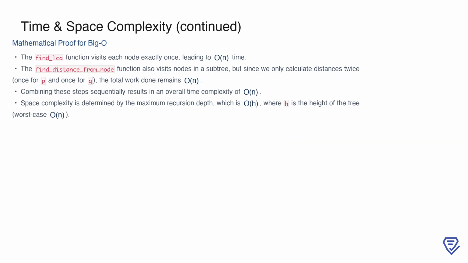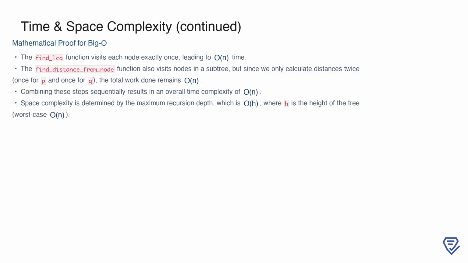To solidify our understanding, let's consider the mathematical proof for the big O complexity. The find_LCA function ensures that each node is visited exactly once during its traversal, leading to a time complexity of O(n). Similarly, the find_distance_from_node function traverses nodes within a subtree, but since it is invoked twice, once for P and once for Q, the total work done remains O(n). Combining these operations sequentially results in an overall time complexity of O(n).